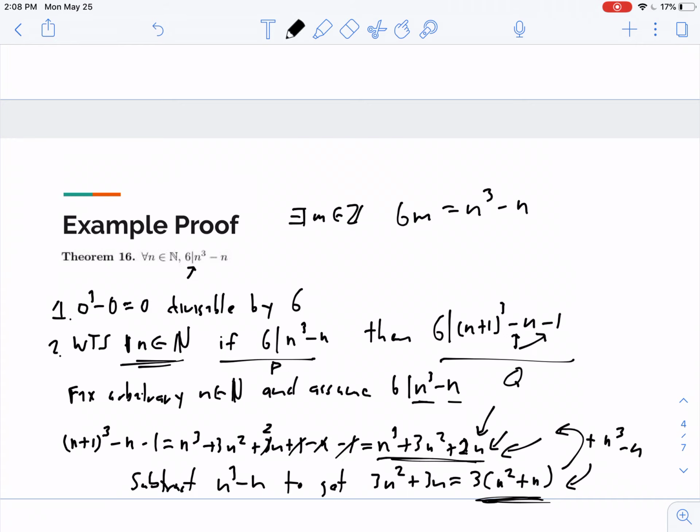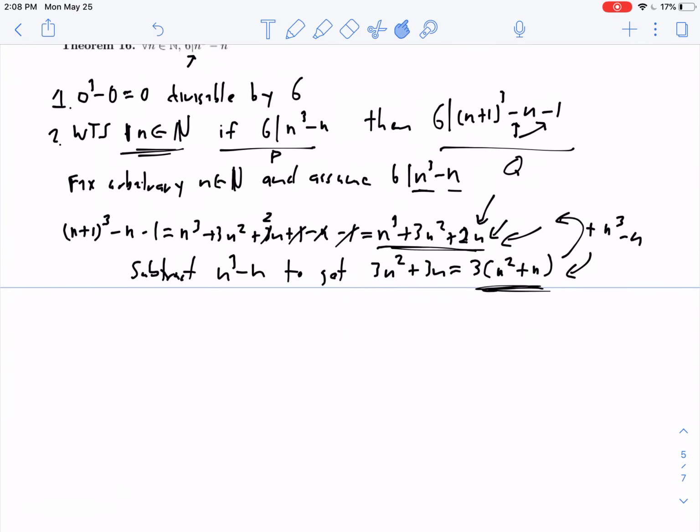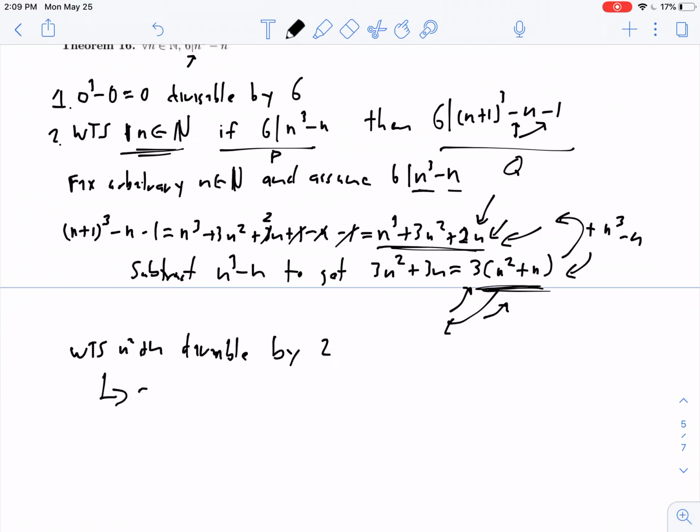Great. So how do we know that this is divisible by 6? Well, we know it's divisible by 3, and so if this inner part is divisible by 2, then we can just pull the factor of 2 out, and then it'll be 6 times some integer, which by definition is what it means to be divisible by 6. So we want to show that n squared plus n is divisible by 2. And here we know this is true because we can consider if n is even, then we proved earlier n squared is even, so the sum is even, n squared plus n is even.